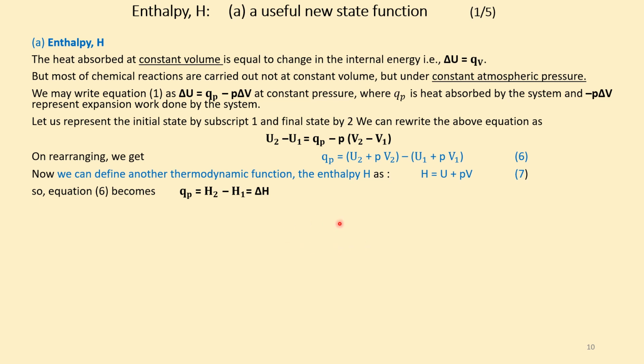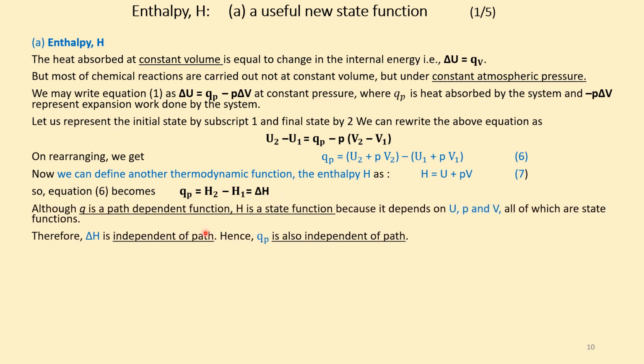So equation 6 becomes H2 minus H1. This is H1 and this is H2. Therefore QP is equal to H2 minus H1, that is equal to delta H. Although Q is a path dependent function, H is a state function, that is enthalpy is a state function because it depends on U, pressure and volume, all of which are state functions. Therefore delta H is independent of path. So change in enthalpy is independent of path, hence QP is also independent of path.